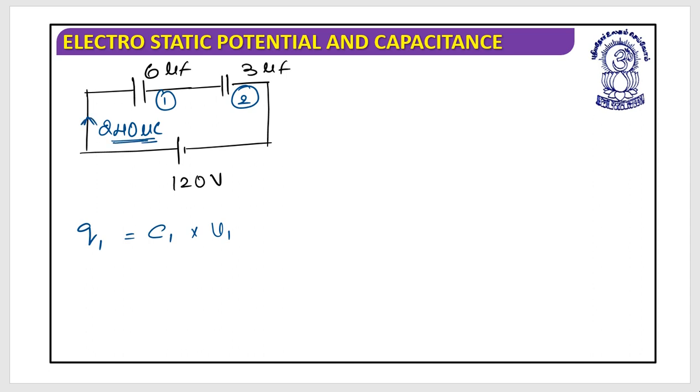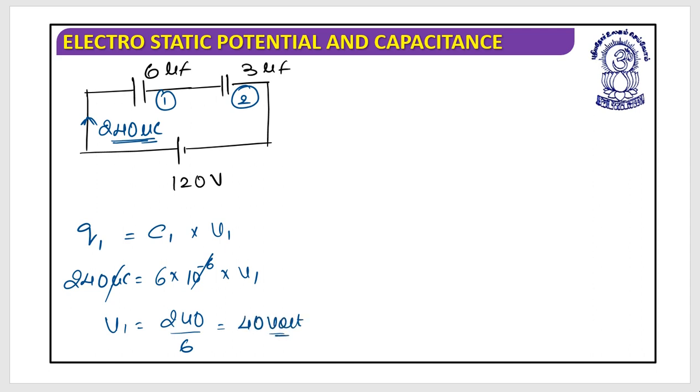As I know, these two are connected in series combination, and when they are connected in series, the charge flowing through them must be the same. That means this 240 microcoulomb should be equal to 6 microfarad multiplied by V1. The micro cancels, and V1 would be equal to 240 by 6, which is 40 volt. I hope these things are clear.